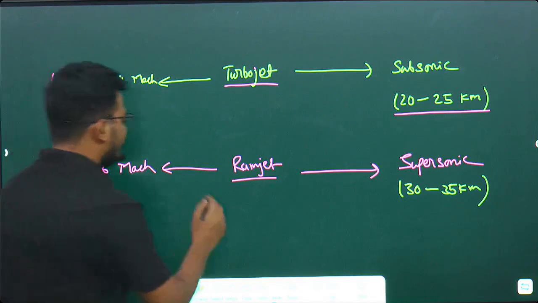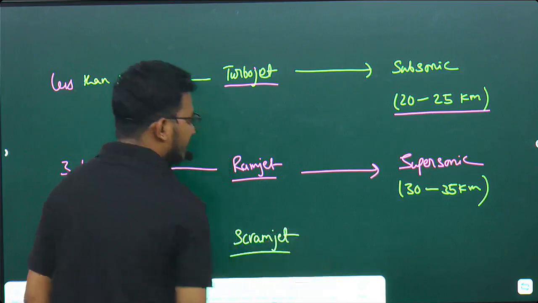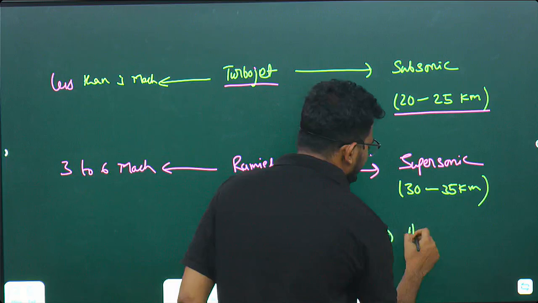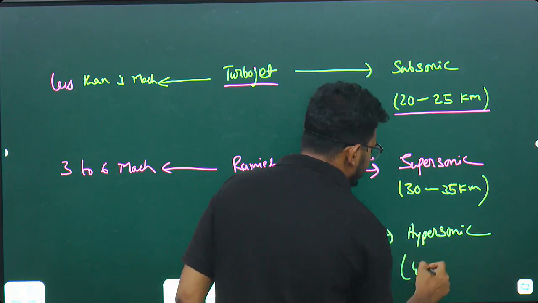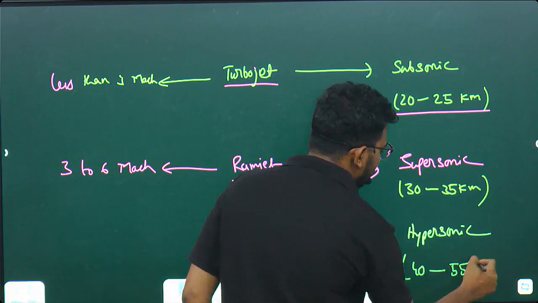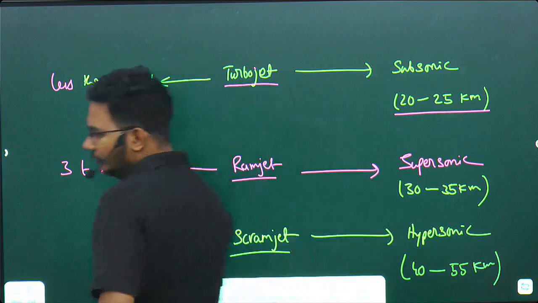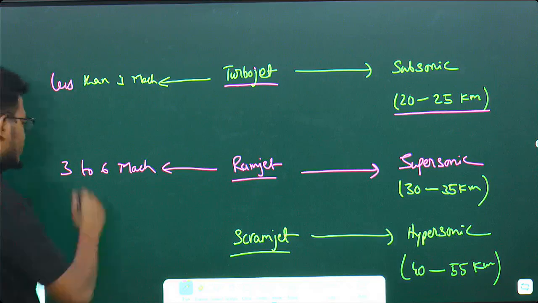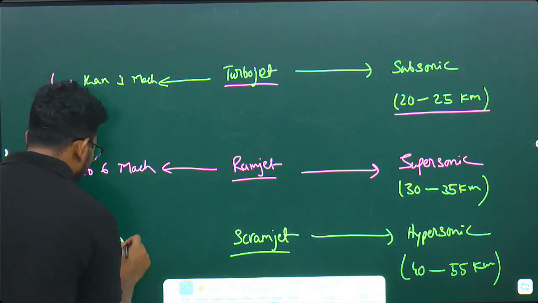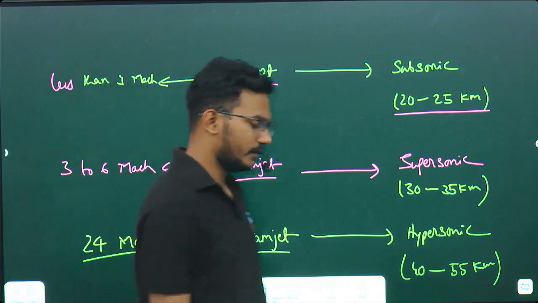And third one is scramjet. This is hypersonic. This will travel at an altitude of 40 to 55 kilometers. This can take a speed of 24 Mach.